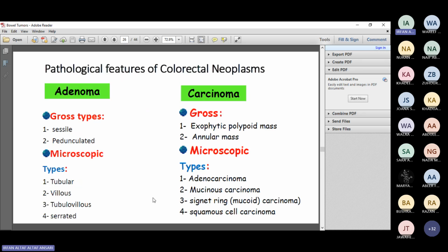Now we go to the pathological features of colorectal carcinoma. Adenoma and the carcinoma. Adenoma gross, you see it could be sessile, pedunculated. While in the gross, you see either an annular mass involving the entire circumference of the bowel, or exophytic, cauliflower, or ulcerated large polypoid mass. Microscopy, you can have tubular adenoma, villous adenoma, tubulovillous adenoma, serrated adenoma. Microscopic of the carcinoma, you have simple adenocarcinoma, mucinous carcinoma, signet ring or medullary carcinoma, squamous cell carcinoma.